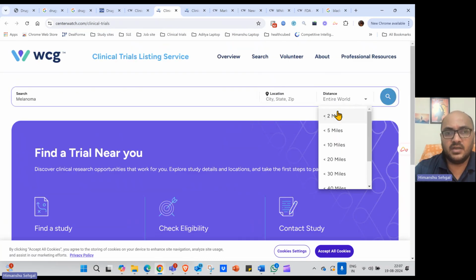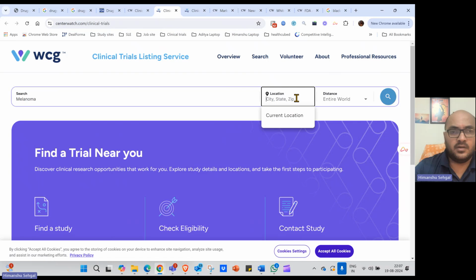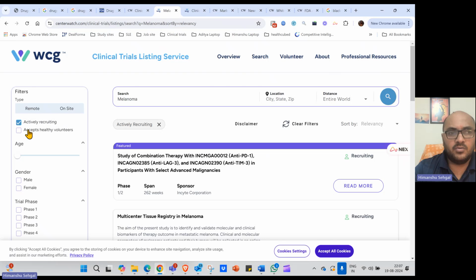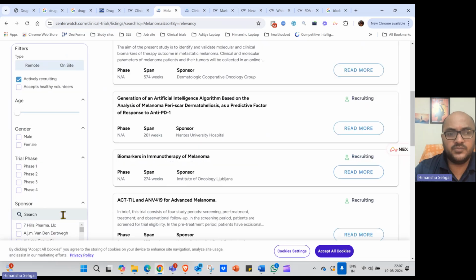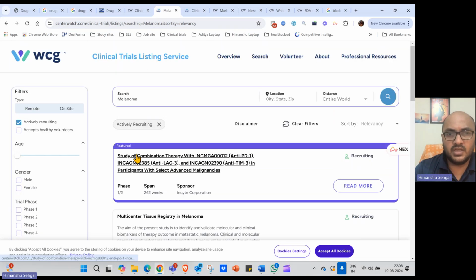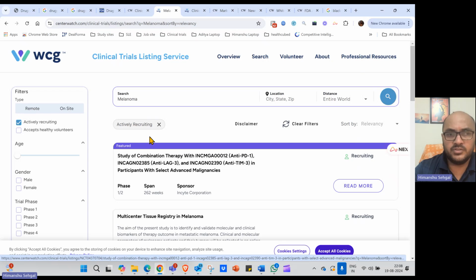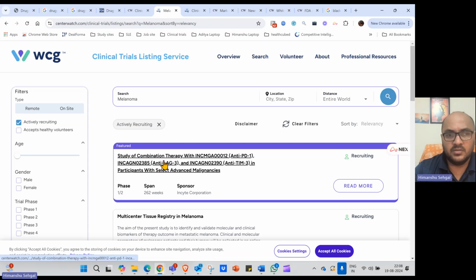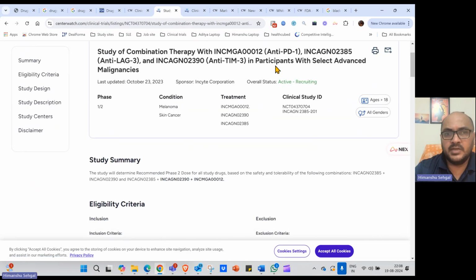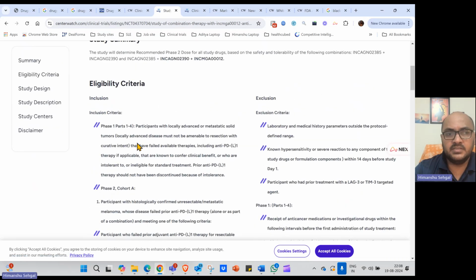So let's just say melanoma, active not recruiting, accepts healthy volunteers, and so on, gender, age. You can put in all these filters and you will find out how many studies there are. So this again, you can use it for your CI purposes. Let's just say this one. If I check out this one, it will give me the eligibility criteria, all these details. Okay.